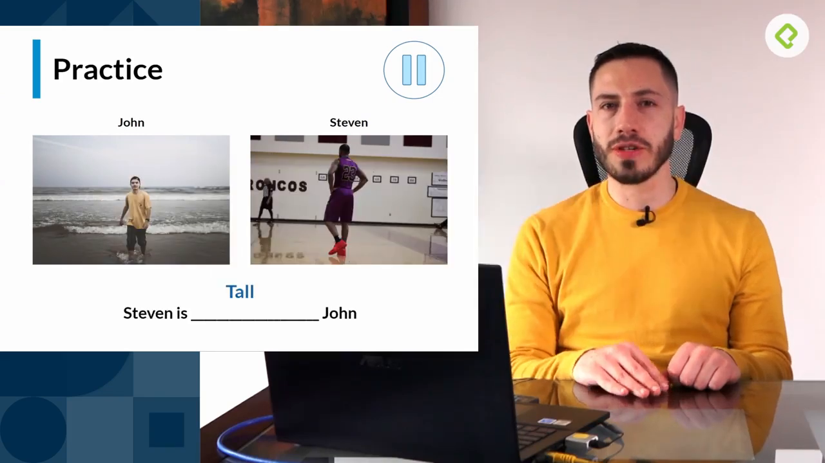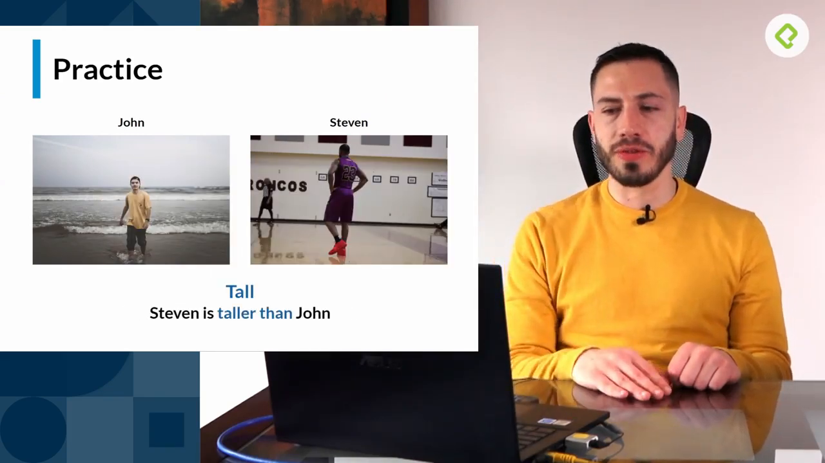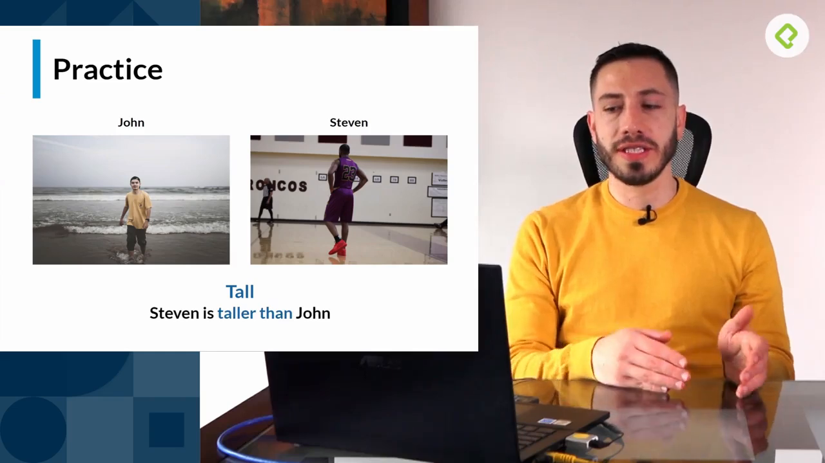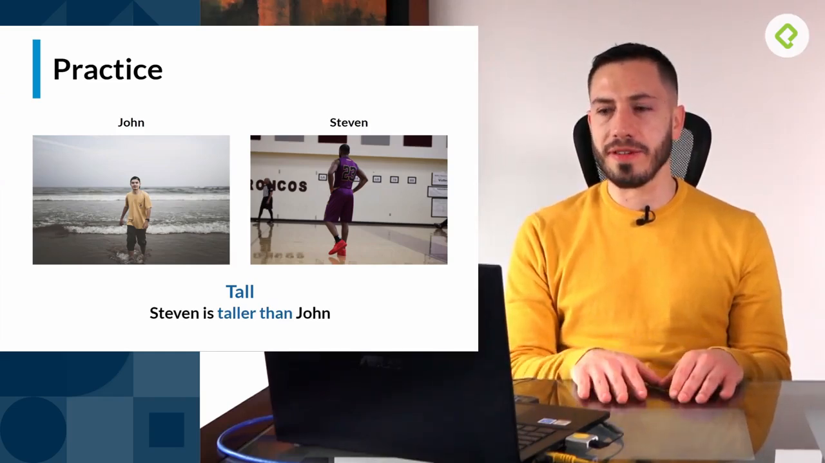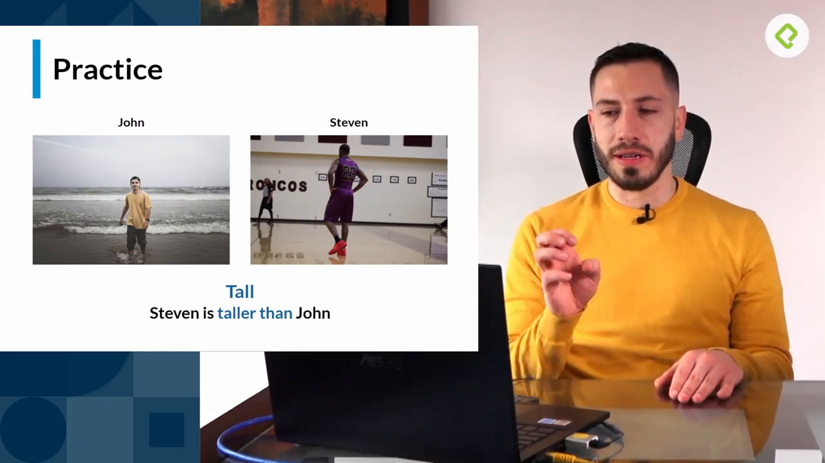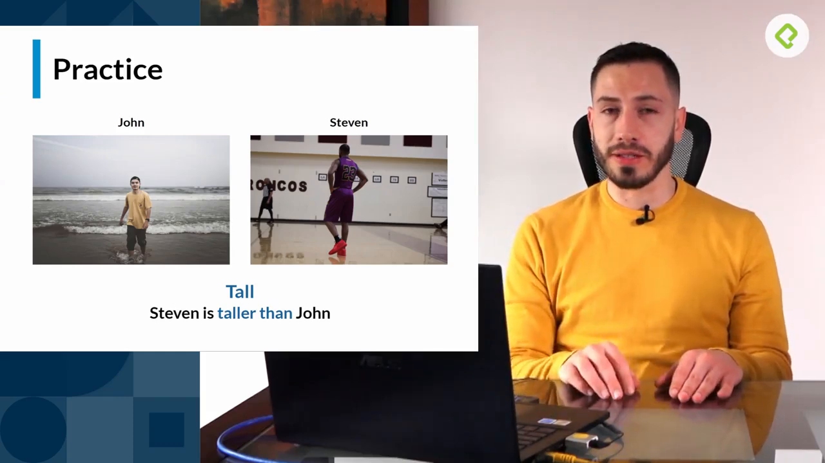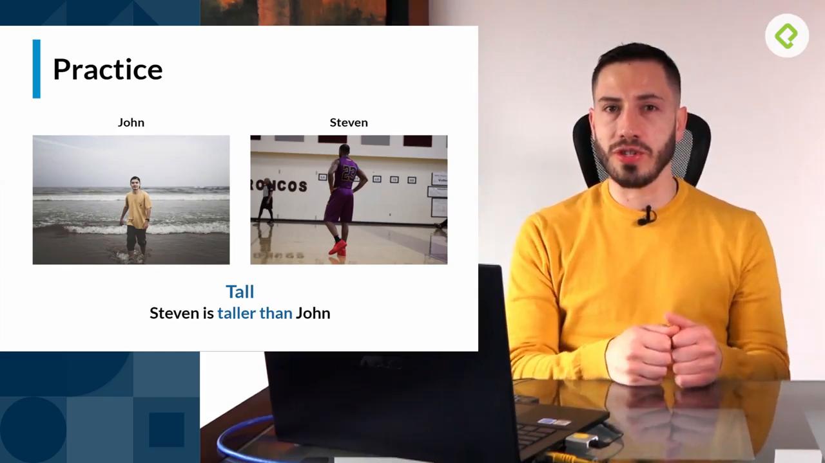Are you ready to see the answer? Very good. So we would say Stephen is taller than John. I think that's very evident from the picture. I made sure that Stephen is a basketball player so that it is evident that he's taller than John.